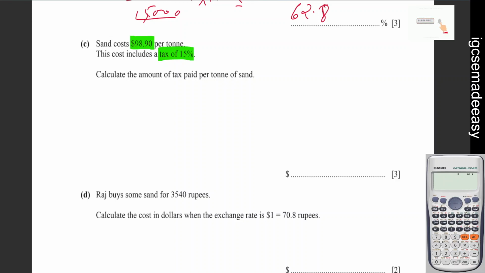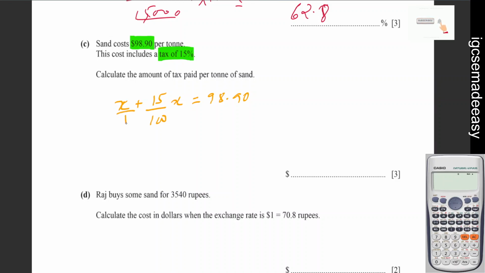Let's say the cost of sand per ton without the tax is X. Let's say it is X, and after including the tax, that is 15% of X. If I include 15% of tax with X, that is, without the tax is X and I included 15% of that, now I have to pay 98.90, correct?